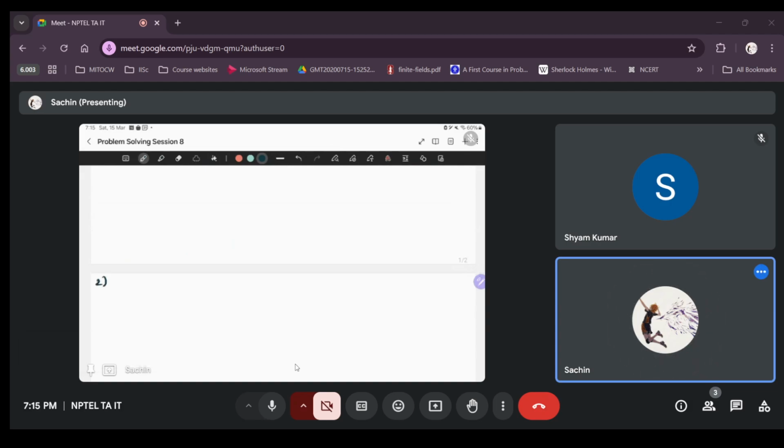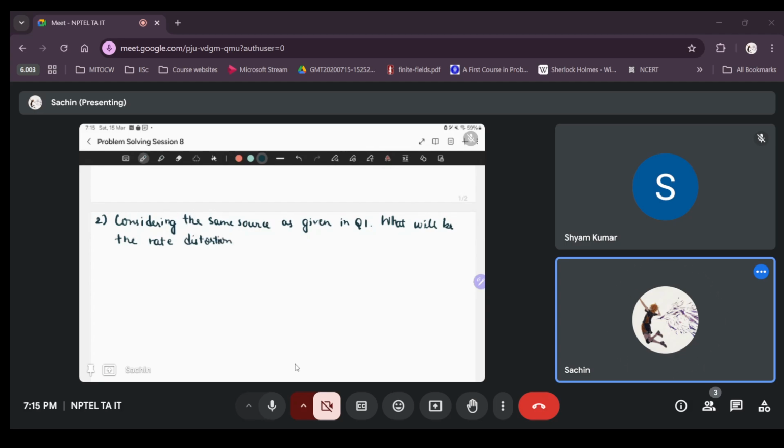Question 2. Considering the same source as given in Q1, what will be the rate distortion function for D equal to 0.7? The choices are 0, 0.47, 0.53, and 1.